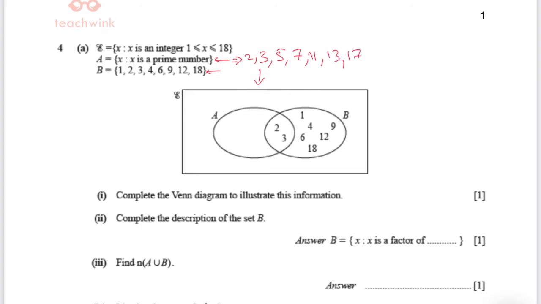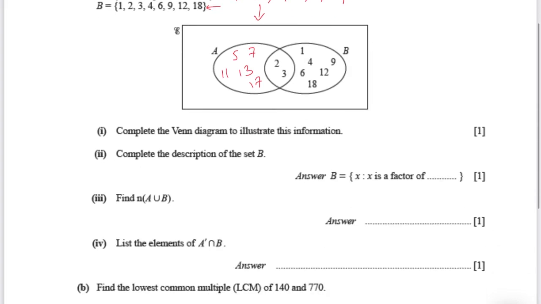Now let's plug these in where it says A. So 2 and 3 have already been plugged into this circle. So the next ones would be 5, 7, 11, 13 and 17. These are the numbers that would be part of A.